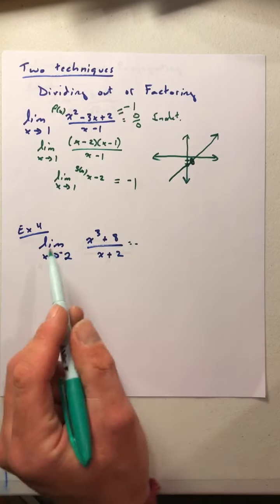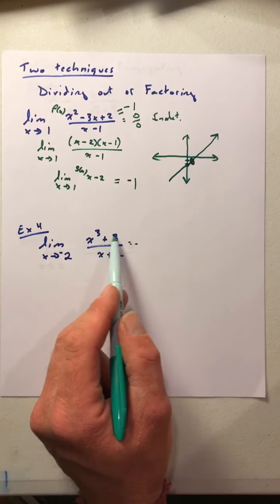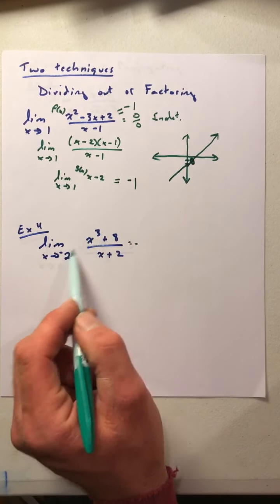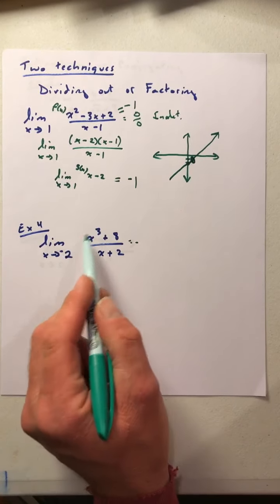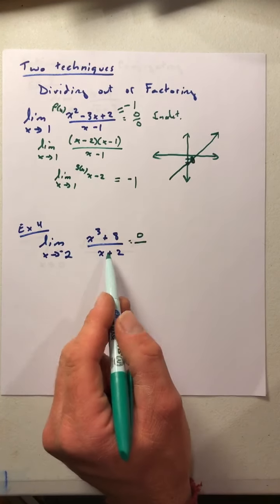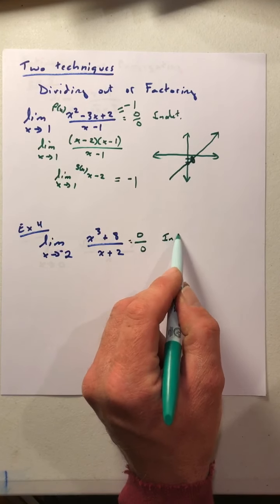So with this one, example 4, the limit as x approaches -2 of x to the third plus 8 over x plus 2. Again, I'm going to plug -2 in to see what happens. -2 to the third is -8, plus 8 gives me 0. -2 plus 2 gives me 0, so 0 over 0, again, indeterminate.